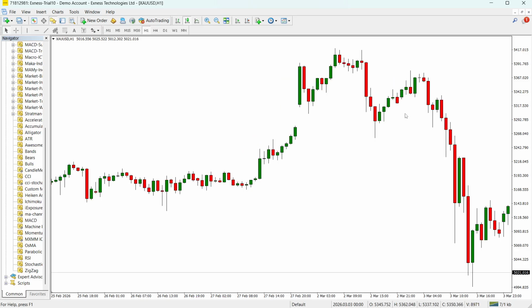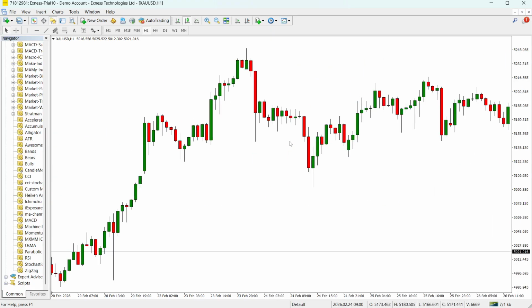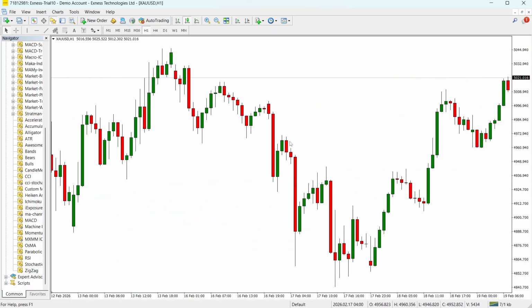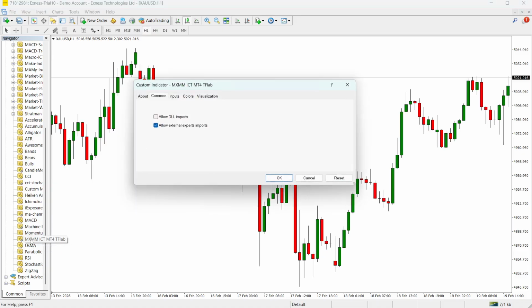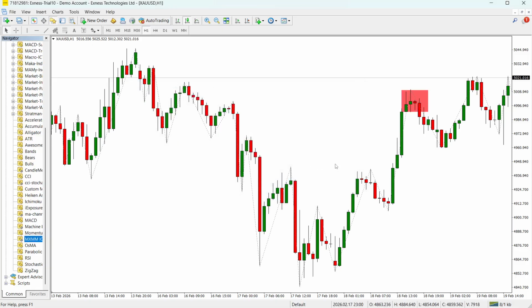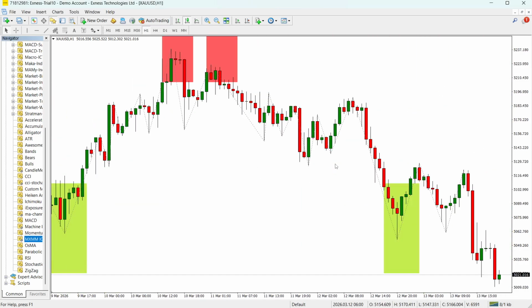This tool is designed to visualize elements of the market maker model directly on your price chart. At this point, I'll load the indicator on the chart so you can see how it looks in real time. Remember to allow the DLL imports. Alright, there we have it.